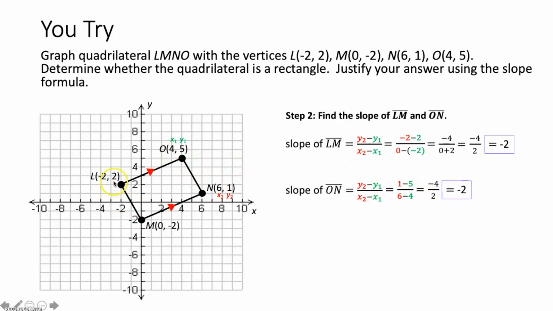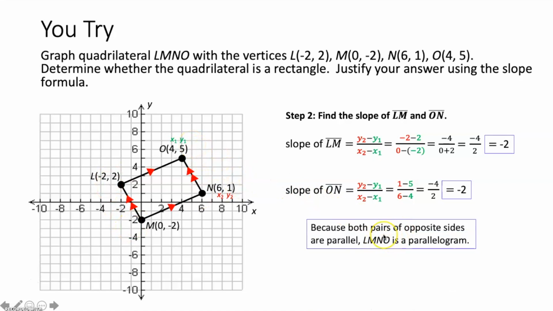So both of these opposite sides also have the same slope, meaning that they are also parallel. So because both pairs of opposite sides are parallel, we know that LMNO must be a parallelogram. But that's not what we're trying to figure out. We're trying to figure out, is it a rectangle? Well, to determine if a parallelogram is a rectangle, you need to determine if all the angles are right.